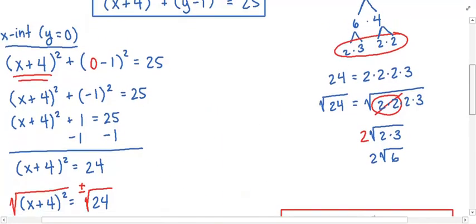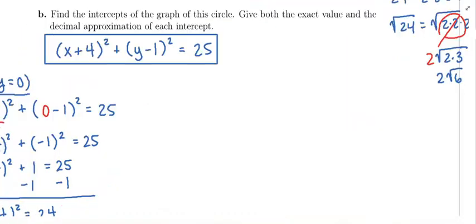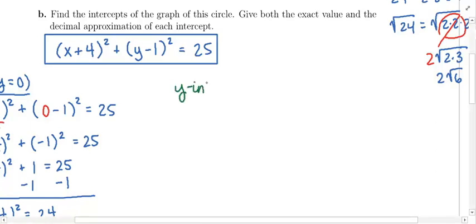Okay, now we need to find the y-intercepts. So let's take a look. Okay, so I'm going to come up here. I'm going to put the y-intercepts in a different color so you can tell the difference between the x-intercepts and the y-intercepts. So for a y-intercept, we need to go to our original equation, which is in the box, and we need to set x equal to 0 and solve for y.